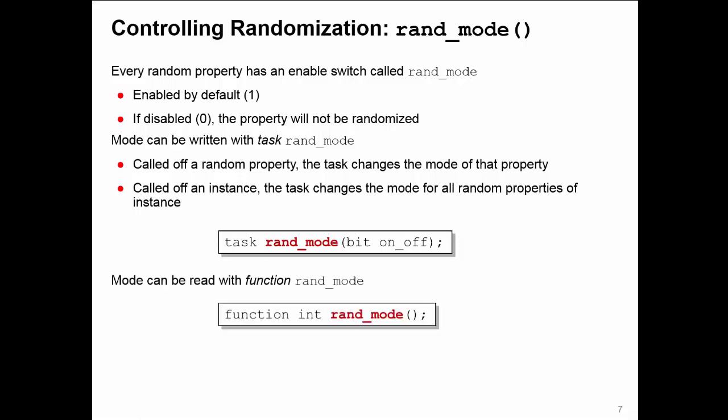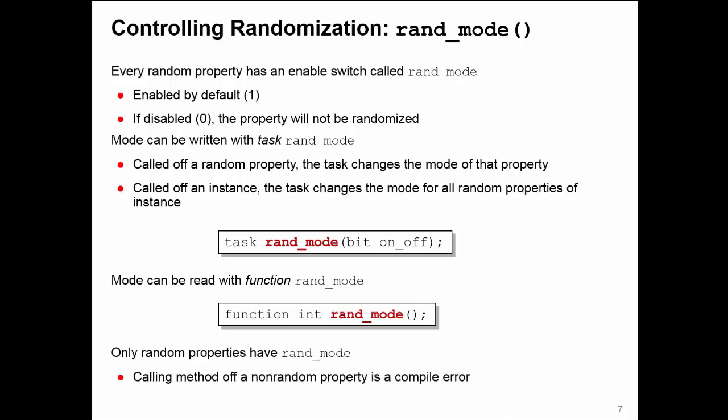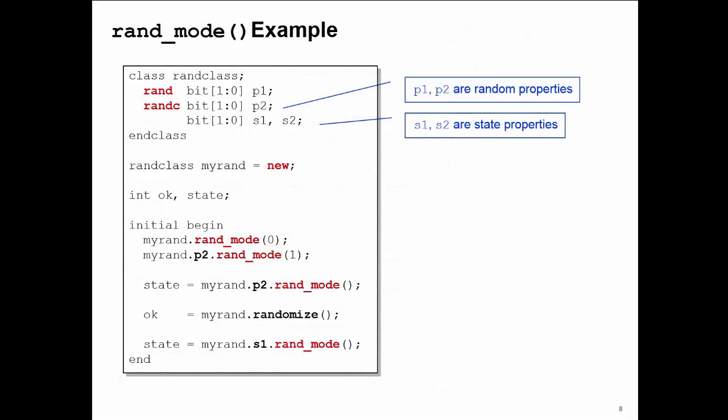Now you can read the value of the rand mode switch by using the function rand mode. So only rand properties have a rand mode. You cannot call the rand mode methods of a non-random property. That's a compilation error. So let's show you an example of this in use. P1 and P2 are random properties, but S1 and S2 are state properties, non-random properties.